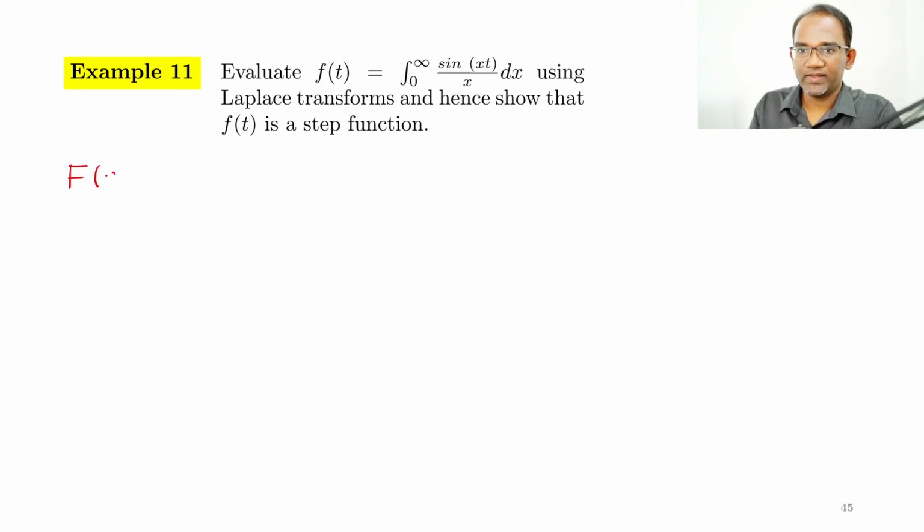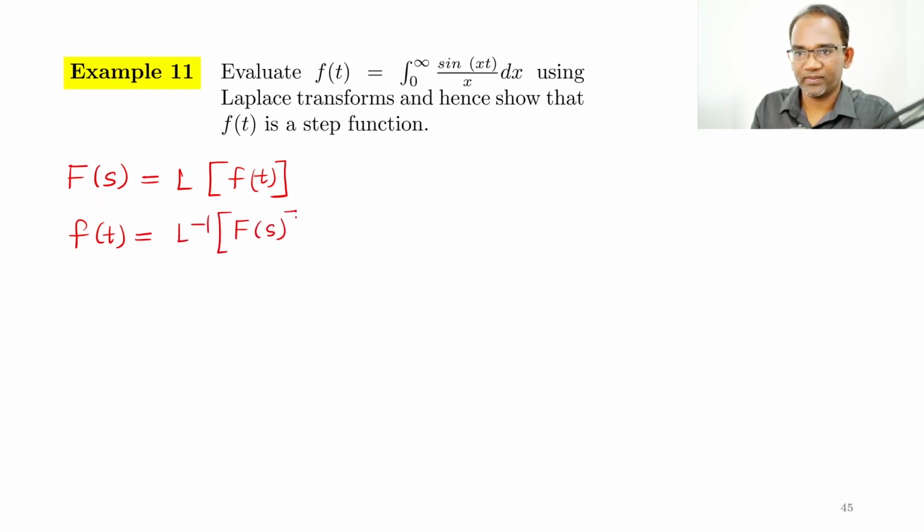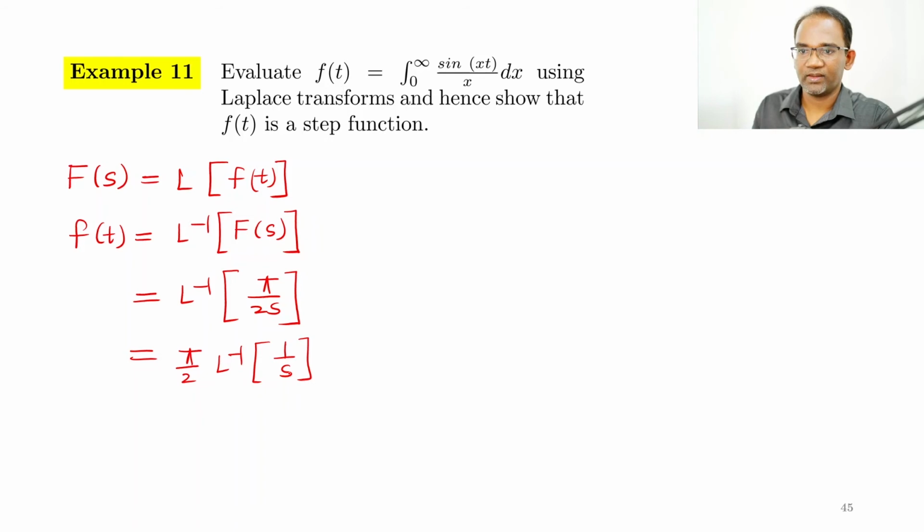So we have F(s) as equal to the Laplace transform of f(t), or f(t) as equal to the inverse Laplace transform of F(s), which is equal to the inverse Laplace transform of pi over 2s, and this is equal to pi over 2 times L inverse of 1 over s. We know that L inverse of 1 over s is 1, therefore this is pi by 2 for t greater than 0.